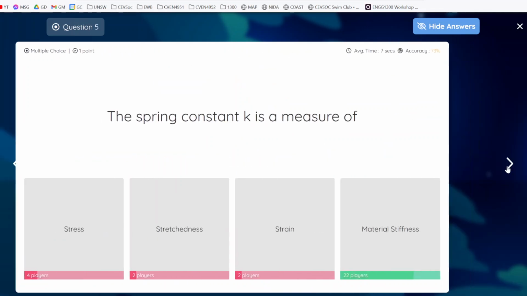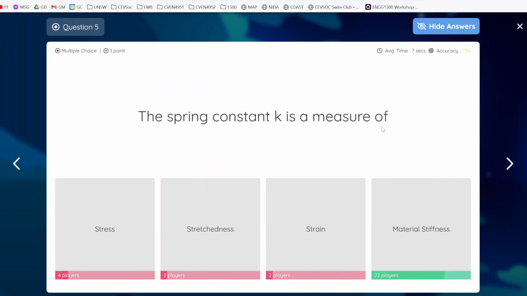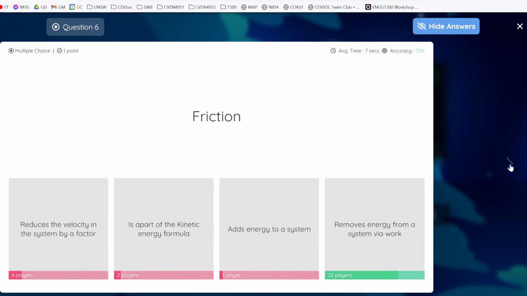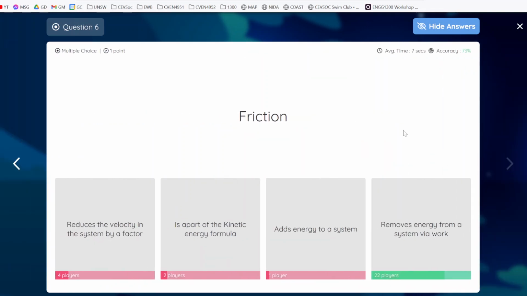Okay. Yep. And the spring constant is a measure of material stiffness. Yeah, these other words, they don't quite make sense. And then for friction, friction removes energy from the system. We'll see that in the final question that I'm going to do.